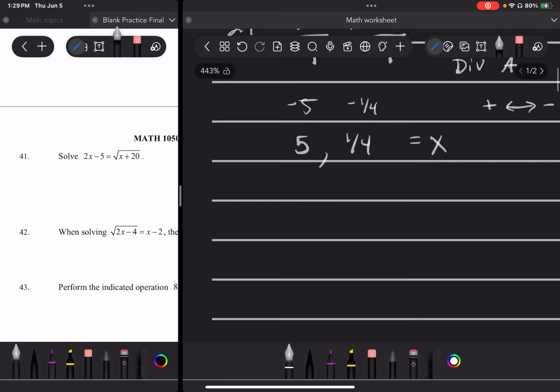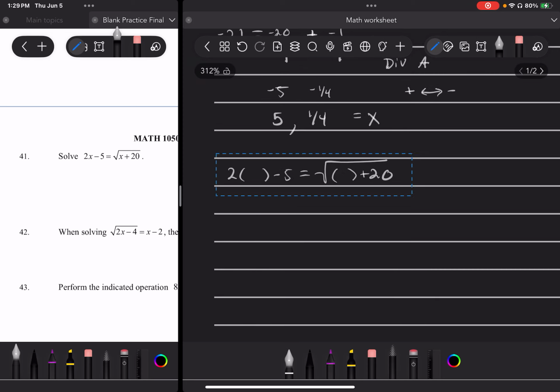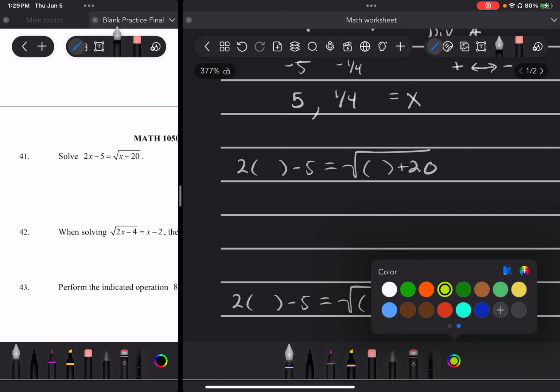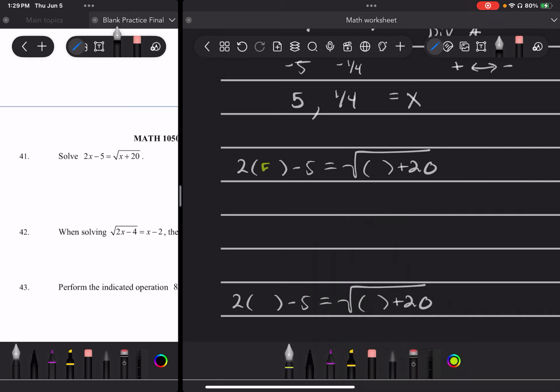So what we're going to do is write down our question again. 2 with parentheses minus 5 is equal to the square root of parentheses plus 20. And we're going to need this twice because we have to test both answers. The reason is a square root always gives us two different answers. One is a smaller answer and one is a larger answer, so both have to be tested. I'm going to switch my ink real quick because I'm going to insert in this 5, and the 1/4.